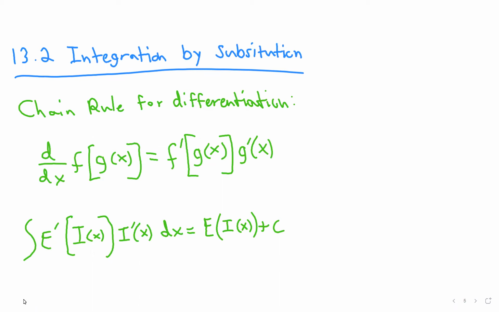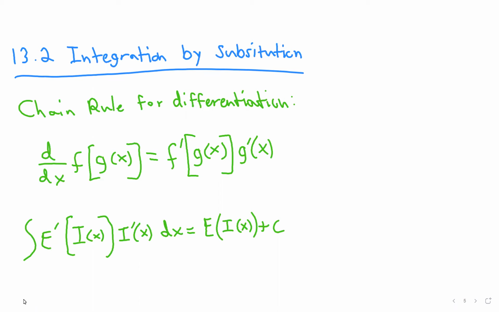So I'm going to start out by going back and reviewing the chain rule for differentiation. The chain rule was the derivative of a compound function, f of g of x, and the result was f prime of g of x times g prime of x.